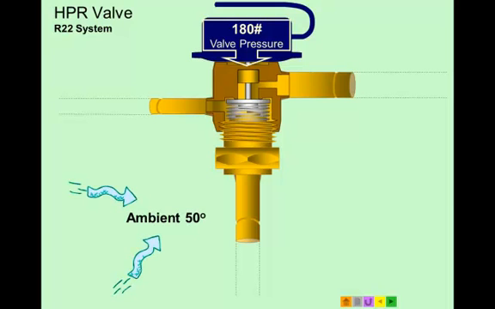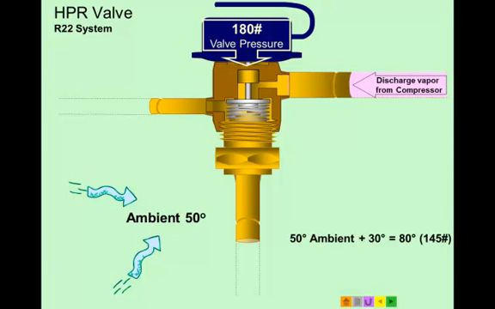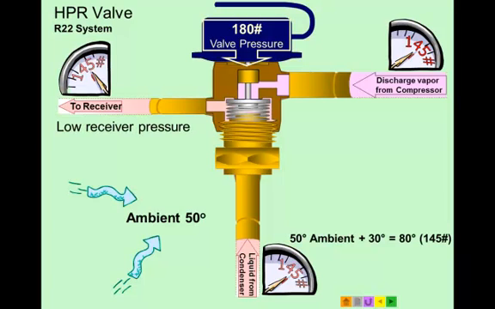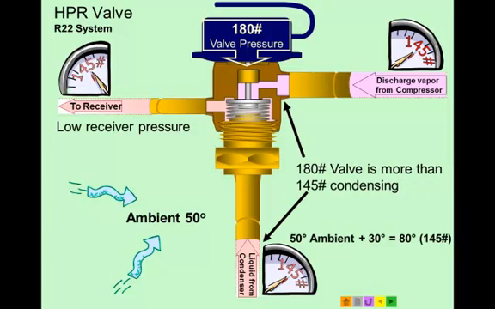Here our ambient drops to 50 degrees, and 50 degrees plus 30 degrees equals 80 degrees. That's a 145-pound pressure on an R22 system. We have discharge vapor from the compressor. It's at 145 pounds. We have liquid coming from the condenser at 145 pounds. And going to the receiver, we see 145 pounds. What's going to happen is the 180-pound valve is more than 145-pound condenser. So the pressure in the head here is greater than the pressure on the liquid line.